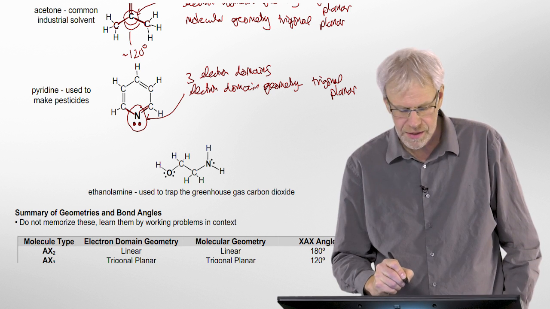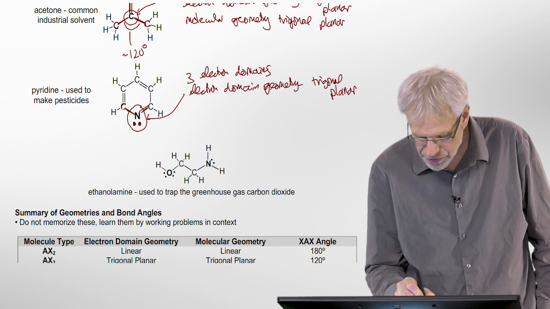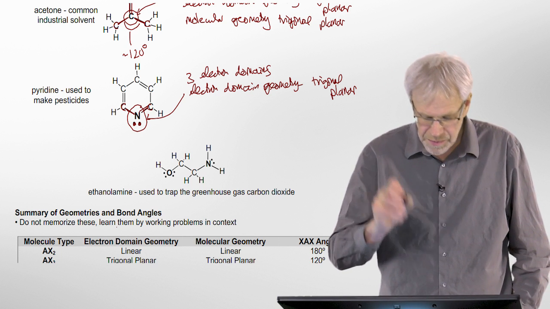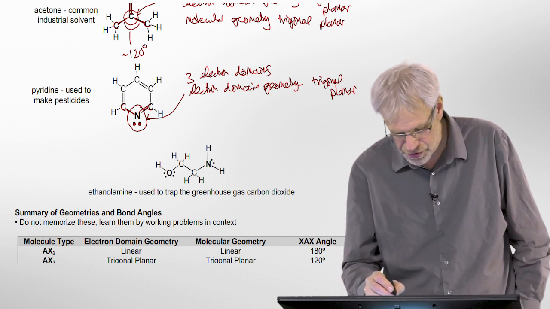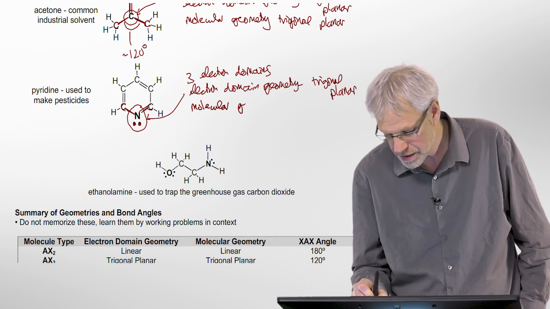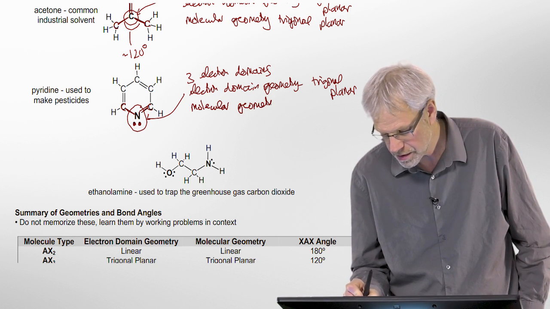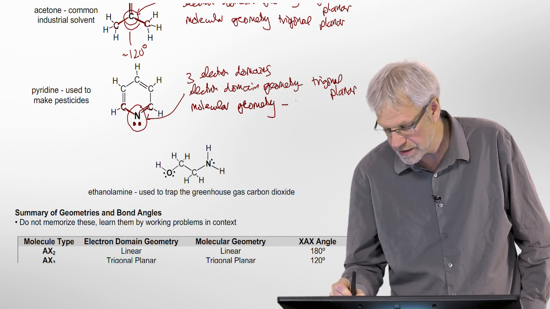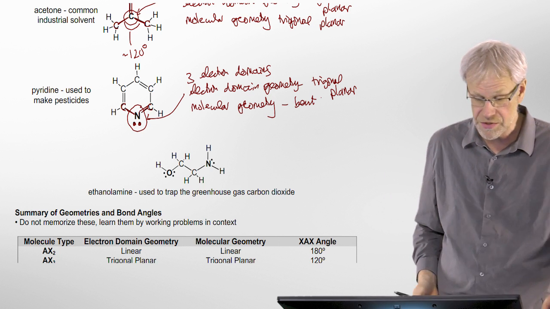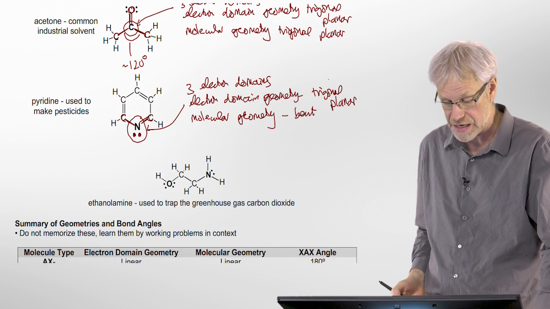But in this case, only 2 of the electron domains are associated with other atoms in the molecule. And it's the positions of the atoms that determine the molecular geometry. So in this case, the molecular geometry can only be defined as bent. So the electron domain geometry and the molecular geometry are not the same around this nitrogen atom in pyridine.